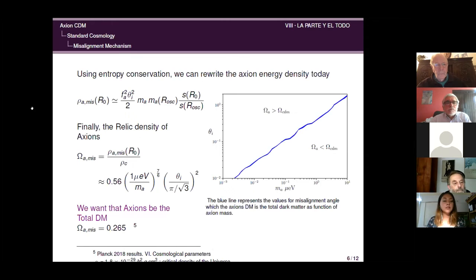Then, using entropy conservation, we can rewrite the last equation and finally obtain the relic density of axion. So it corresponds to this expression here. We can see that it depends on the axion mass and on the initial angle. And in our work, we are considering that the axion can explain the whole dark matter currently measured. So we put this value here, and we can obtain a relation between the initial angle and the axion mass. So we developed this plot, where the blue line corresponds to the space where the axion can explain the whole dark matter. Above this line, we have an overproduction of axions. And below this line, the combination of parameters is not enough to explain the total dark matter.